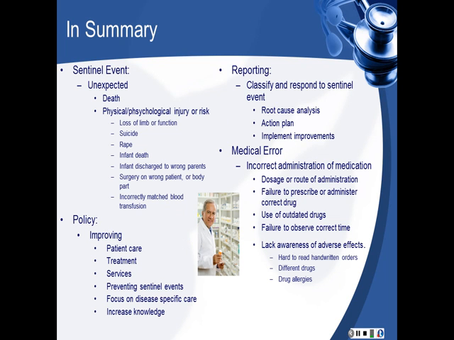Now, in summary, I'm just going to do a quick overview because there is a lot of information here, and there's not even half of what I had in here. I had to do some serious editing. Okay, so a Sentinel event is an unexpected or unanticipated event, such as death. It's physical or physiological injury or risk, loss of limb or function, suicide, rape, infant death, infant discharged to the wrong parent, surgery done on the wrong patient or the wrong body part, and mismatched blood transfusions.